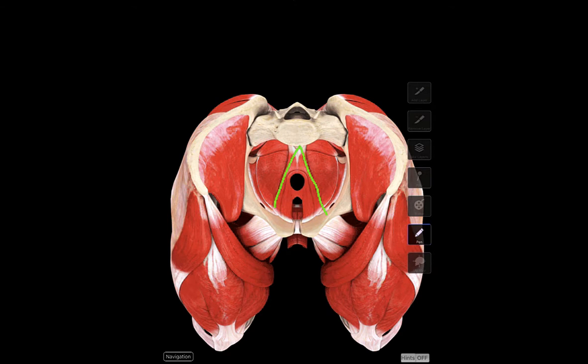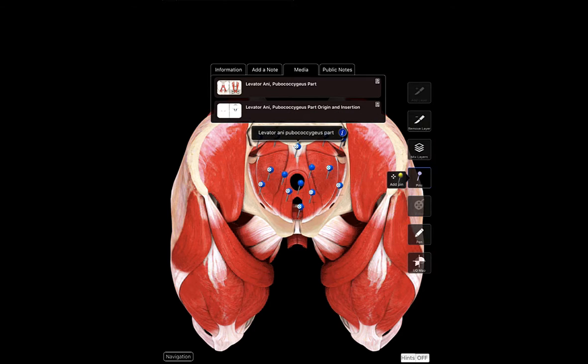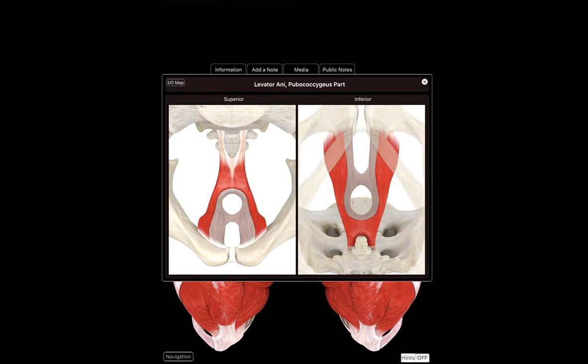pubococcygeus. So once again, there's the pubic bone. Here is that pubic bone again, and there's the coccyx. Hence the pubococcygeus. Here we go with that, and you can see that it's going from that superior and inferior view. There's the coccyx, there's the pubic bone surrounding that puborectalis.